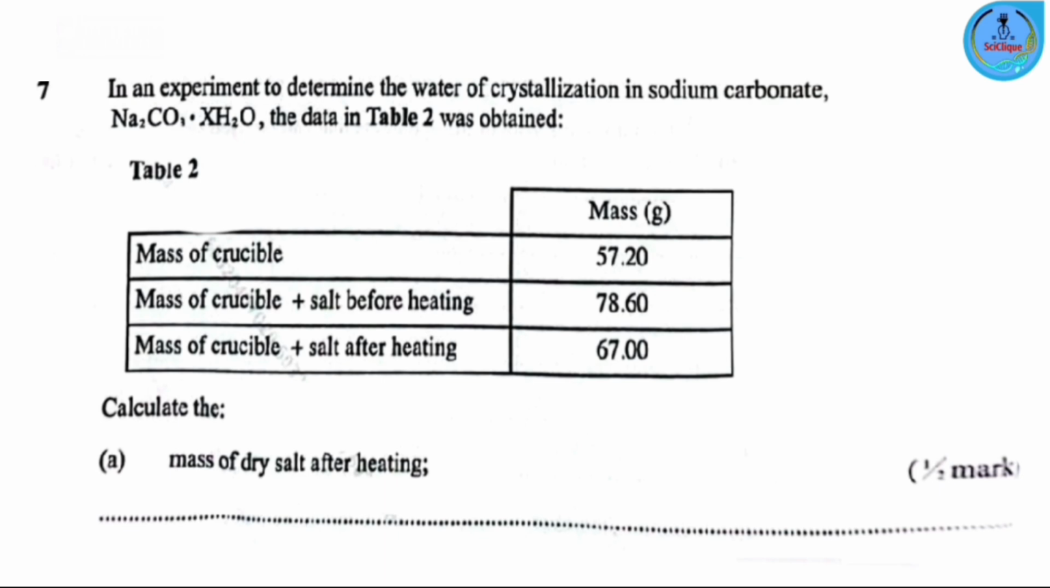Calculate part A, the mass of dry salt after heating. Okay, so for us to find the mass of the dry salt after heating, we are going to take the mass after heating, which is 67.